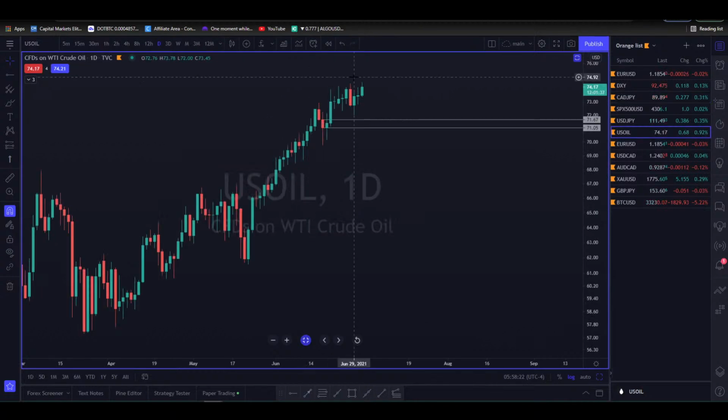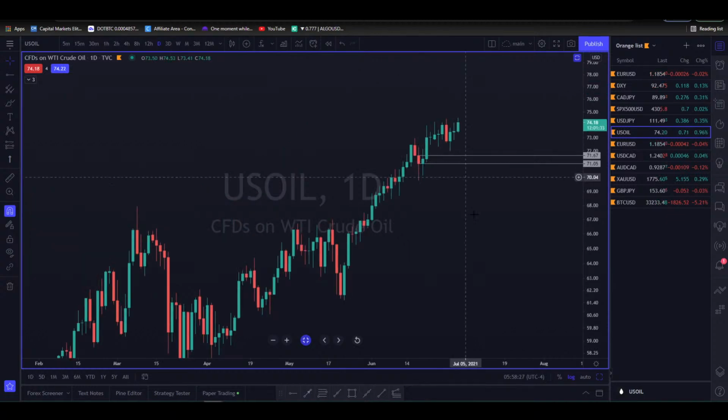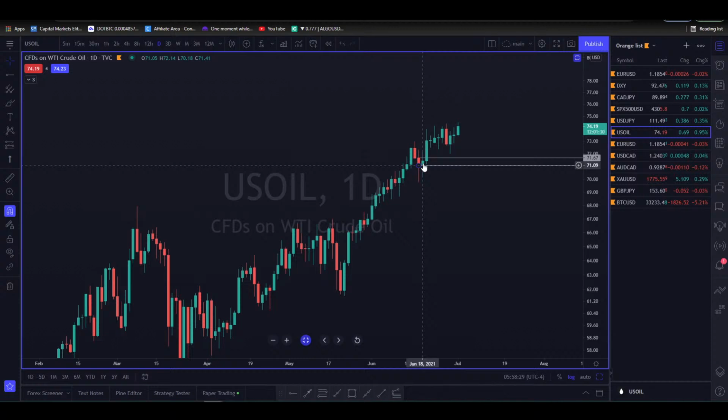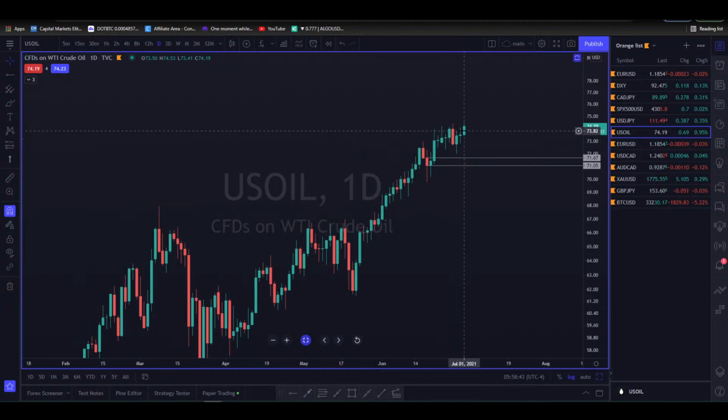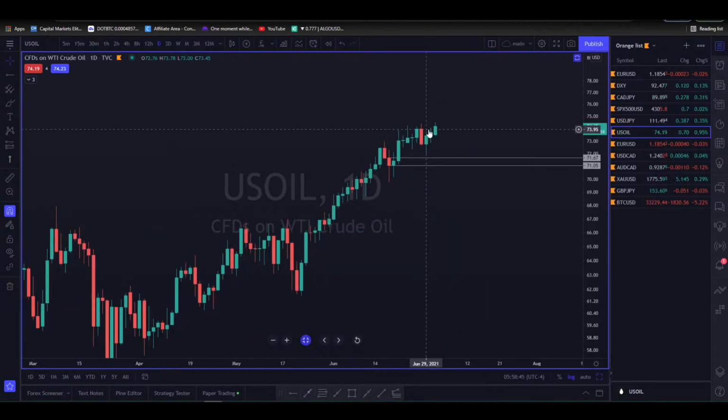Here's your oil, boom, straight up. Had a nice little pullback into support, boom, moving higher. Do I take these trades? Only scalps, only scalps. When you're trading at the highs like this, you are at exhaustion risk, meaning you could get a big, fat, nasty bearish candle straight to the downside as all your buyers have been exhausted. All right? But it's still moving higher.